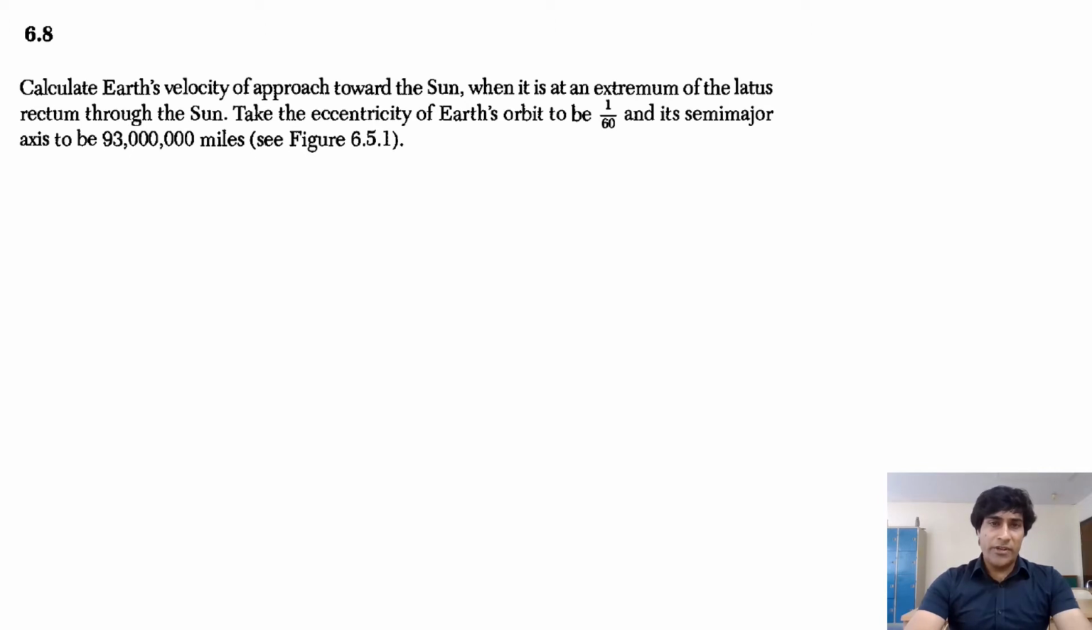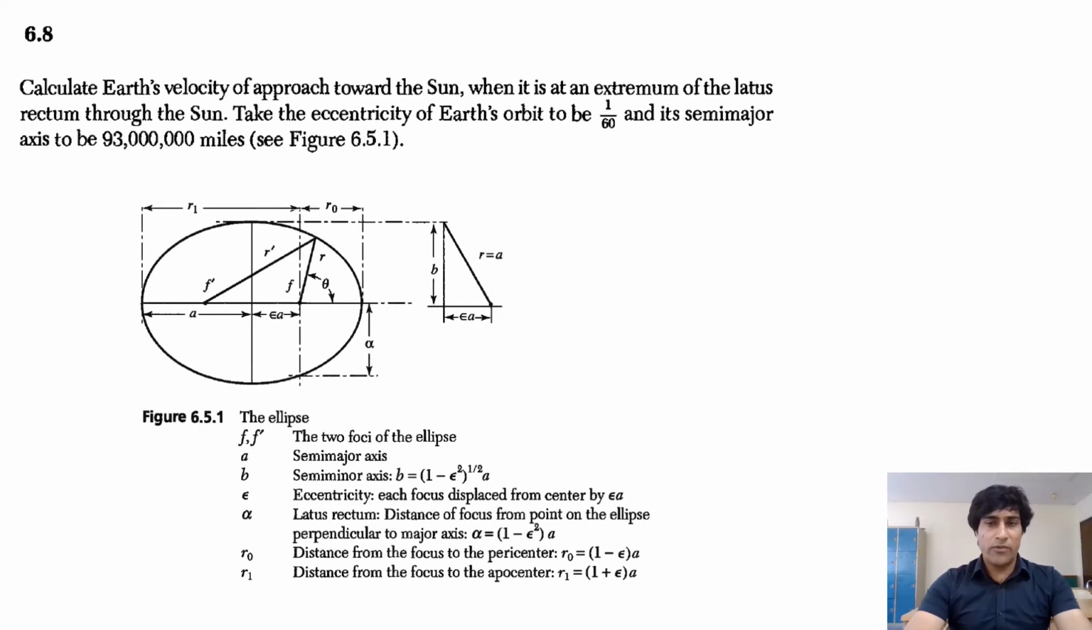I included the figure here, 6.5.1, taken from your book. They gave the eccentricity, which I will discuss in detail in the coming slide. It is very small. In this figure, this is the semi-major axis, A, and this is the semi-minor axis, B, and the latus rectum is alpha.